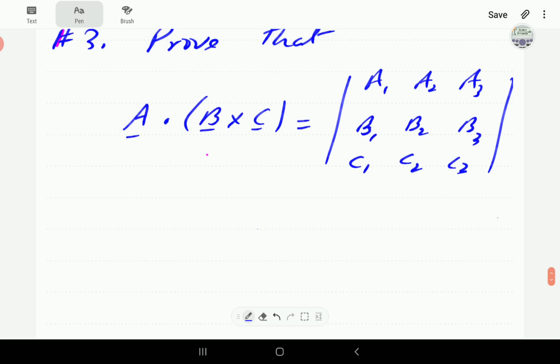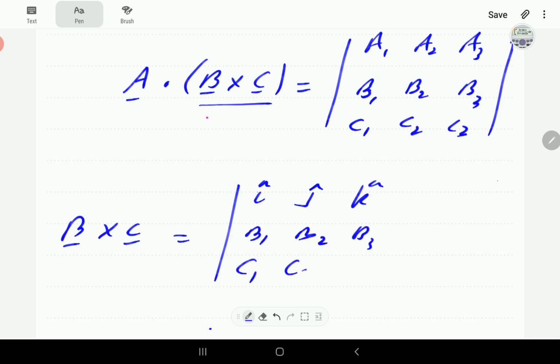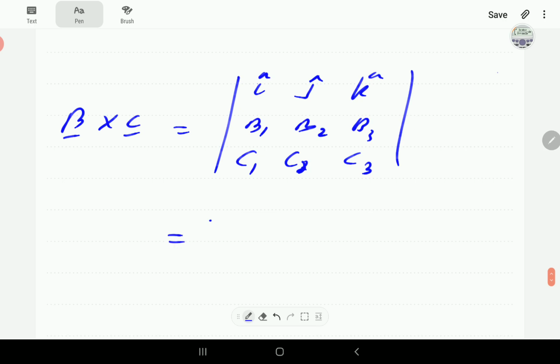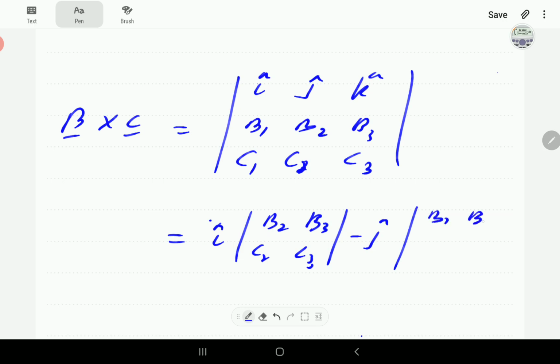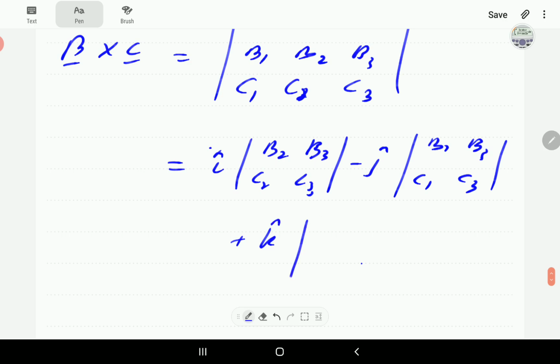So if we start with the left hand side, we're going to start with B cross C. So B cross C is going to be, we're going to have the components of B here, components of C here, so this is going to be i into the determinant of B2, B3, C2, C3, minus j, B1, B3, C1, C3, plus k, B1, B2, C1, C2.